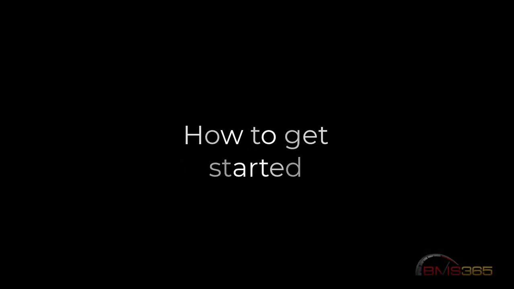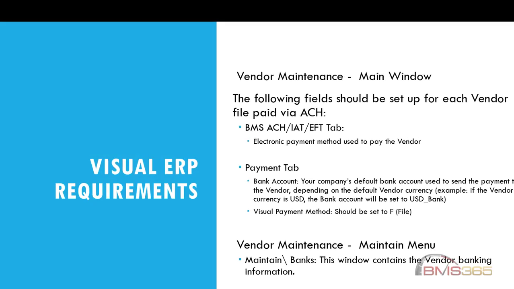Let's review the steps to get started. To use the ACH module, your bank must first enable your account for electronic payments. Once enabled, set up the required details for the electronic file, including your bank account information and business identification number. Update the payment type file in Visual to flag vendors for electronic payments. Enter your vendor's banking details into the system. If you've already gathered this information, we can assist with importing it.